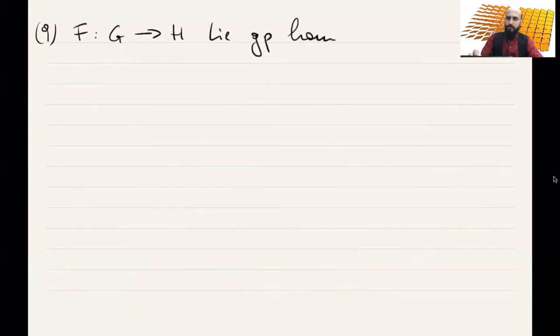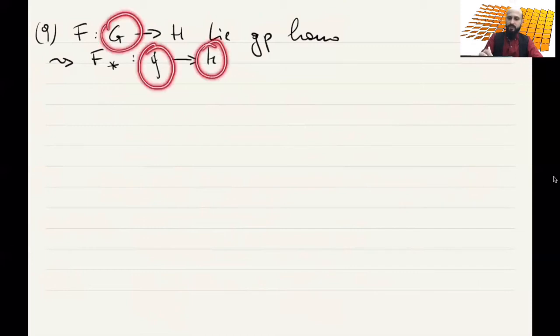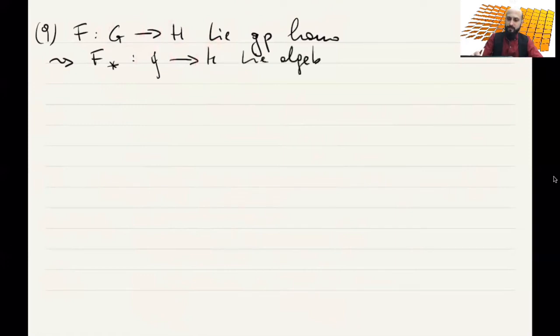Now, one more property, and this is very important to us. Recall that we saw in the previous video that if you have a Lie group homomorphism, then you can associate at the level of the Lie algebras. So g is the Lie algebra of capital G, h is the Lie algebra of capital H. You can associate a Lie algebra homomorphism, induced or associated.